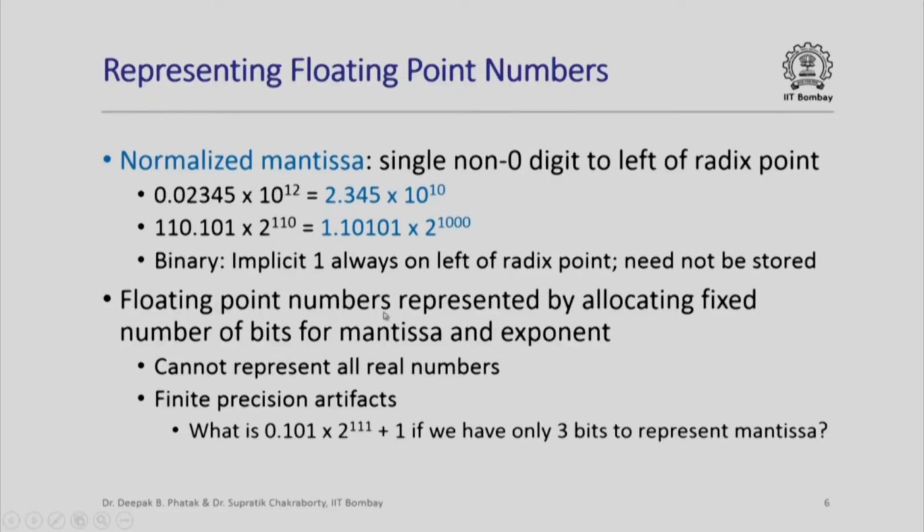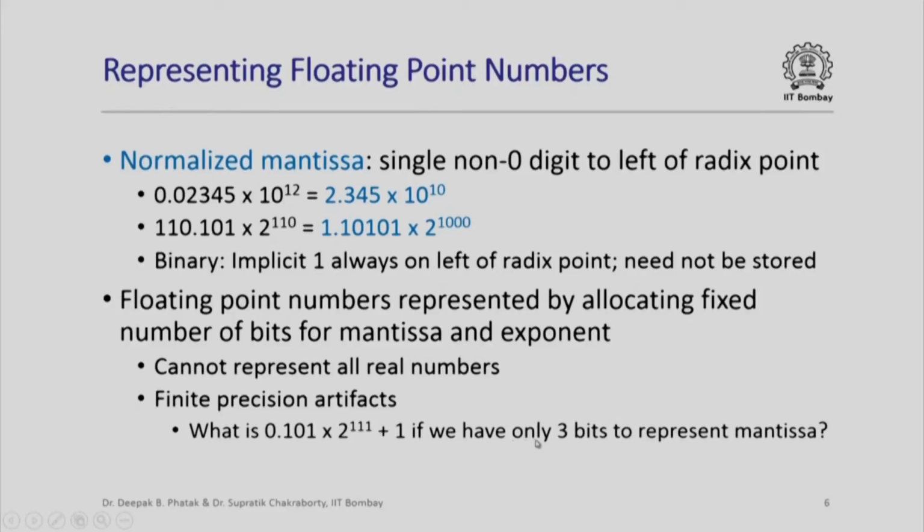So floating point numbers are represented by allocating some fixed number of bits to store the mantissa in a normalized form and to store the exponent. Now of course, since you are allocating a fixed number of bits for the mantissa and the exponent, you cannot represent all real numbers, and in fact there will be gaps between real numbers that you can represent, and this is also called finite precision artifacts. Because we cannot represent all real numbers, some funny things happen.